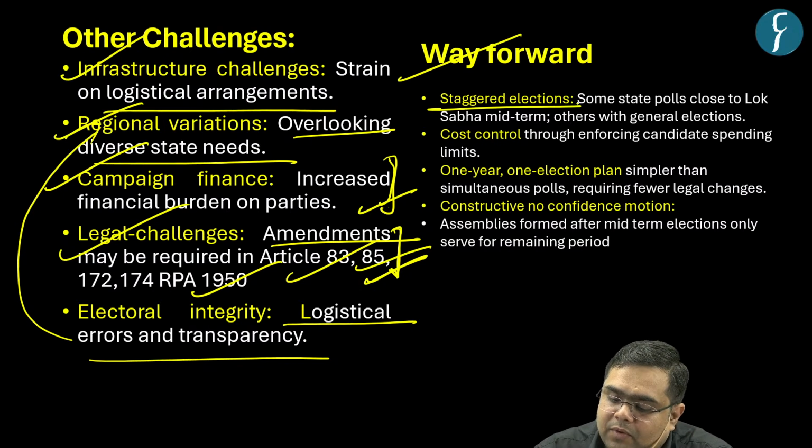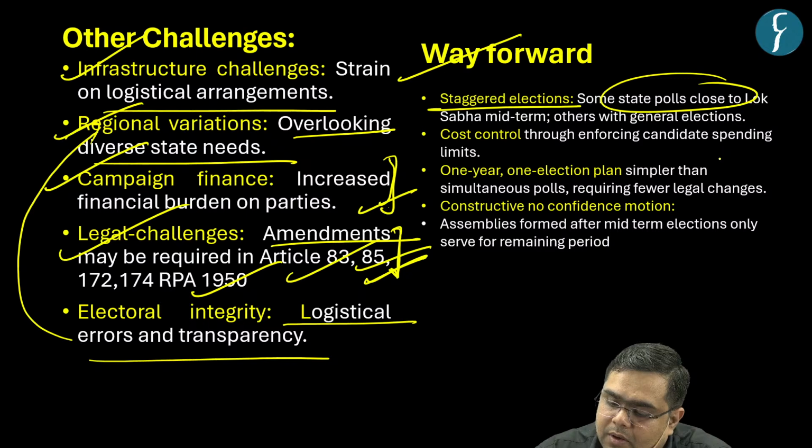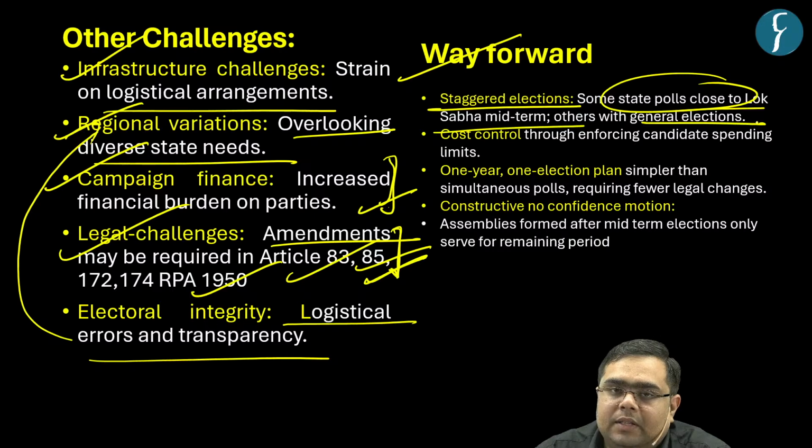What is the way forward? First being staggered elections. Staggered elections means some states' polls could be held close to Lok Sabha polls and midterms. Others could be held in the nearness to general elections. Then cost control through enforcing candidate spending limits, right?